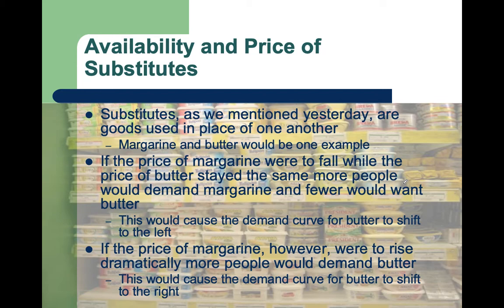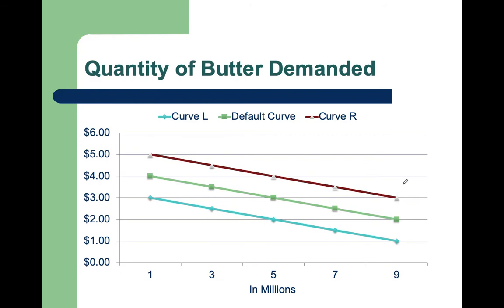Next determinant of demand is the availability and price of substitutes. So let's say that we're talking about butter. And again, let's say we're starting on this green curve, which is our default curve. And let's say that we're selling butter for $3 a pound right here. And we sell 5 million pounds of butter at $3 a pound.